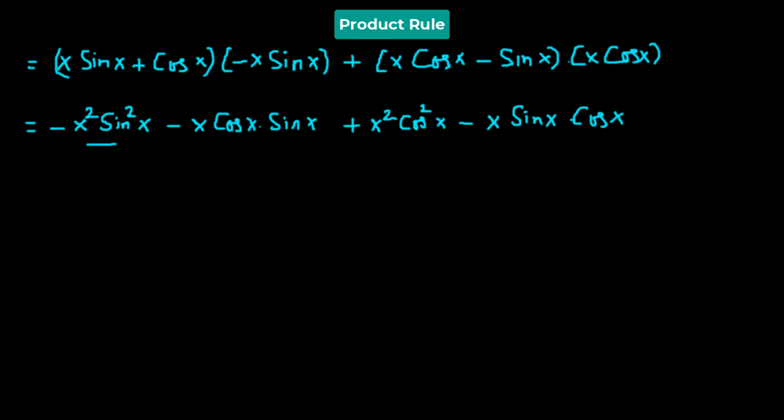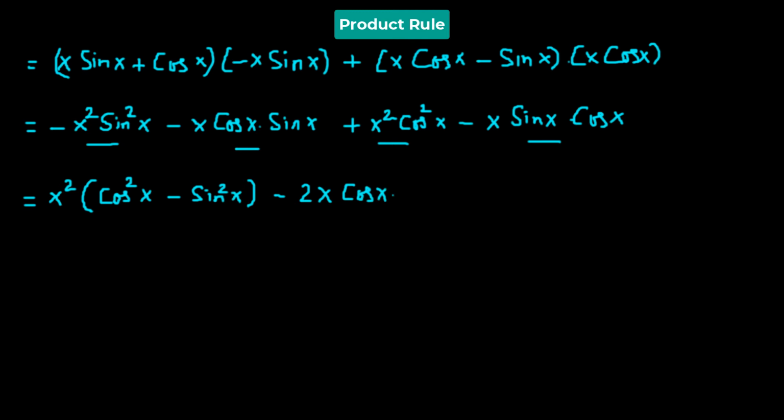Now we consider the first term and the third term. So here we have x squared, which is the common term. So we factor it out, so that is going to leave us with, so we consider the positive term first, cosine squared x minus sine squared x. Then we have the second term and the fourth term. Now both of them are the same term, it's repeating two times. So we have negative 2x cosine of x times sine of x. Now cosine squared x minus sine squared x is an identity, which is cosine of 2x.